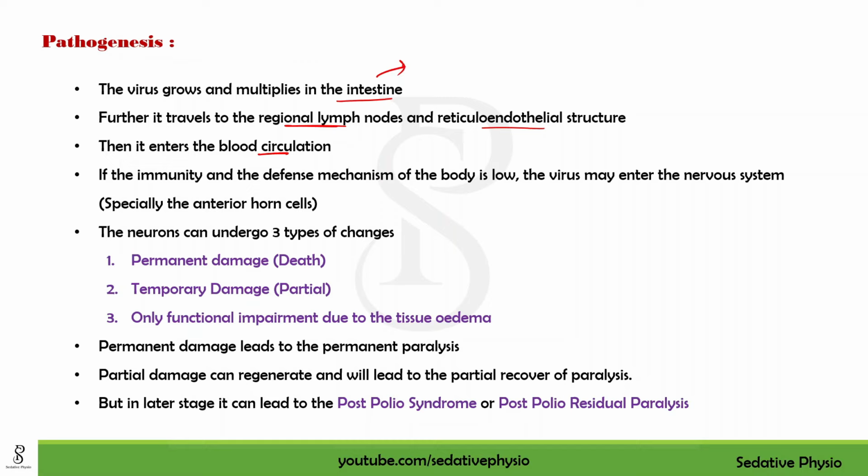It will multiply itself in different numbers. After the multiplication and the growth of the virus, it will then travel to the regional lymph nodes and the reticuloendothelial structure. From that particular lymph node and the reticuloendothelial structure, it finally enters the blood circulation.